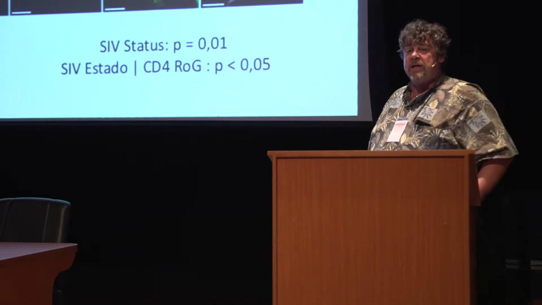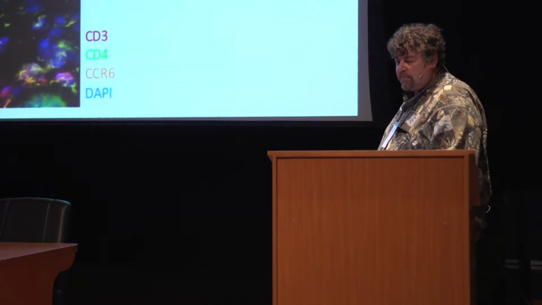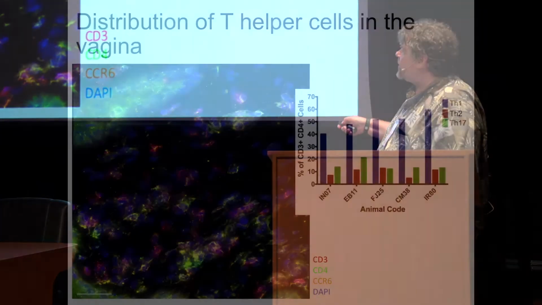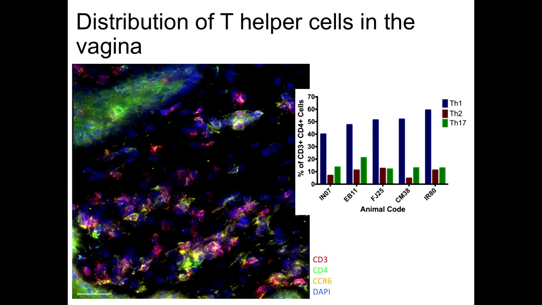So one of the things we wanted to do fairly quickly was to get a sense of what kind of cells were being infected. And so I'm glad to discuss all these markers with you later, but the one we're interested in is CCR6. And CCR6 is a marker of Th17 cells, and we've heard about those a couple times here.